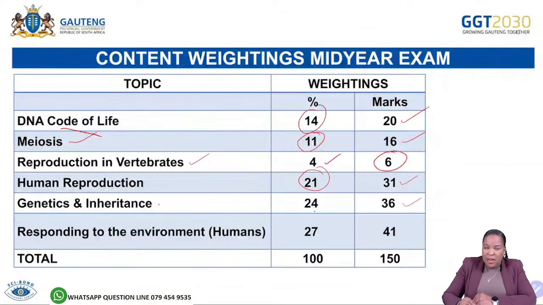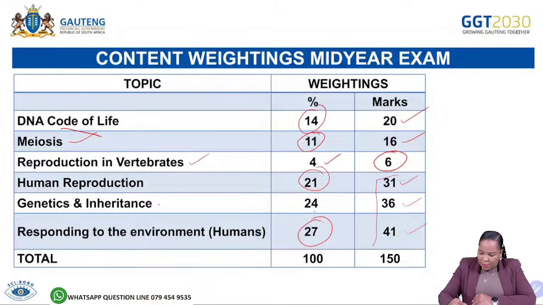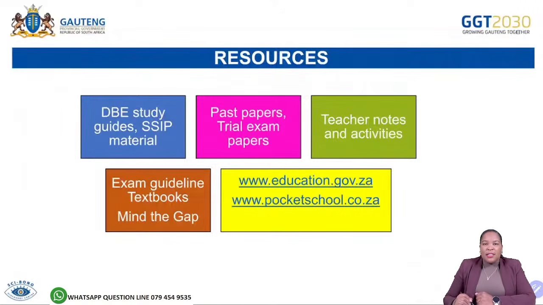And in responding to the environment, that is the human response to the environment, it is 28%, that will amount to 41 marks. So if you take a look at these marks here, you see it helps you where to put more time in studying as you dissect your topics according to the exam guideline. So let us check what are the things that you are going to need for your studying.